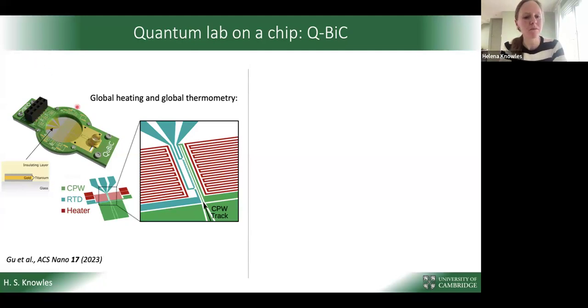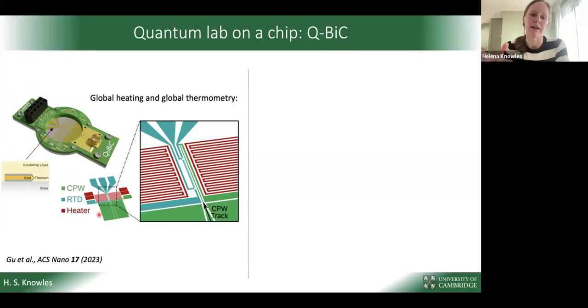And so this is what it looks like. It's a PCB chip, which has this waveguide structure. So we have the microwave lines here, the coplanar waveguide in green, which delivers the microwaves to the NV centers.